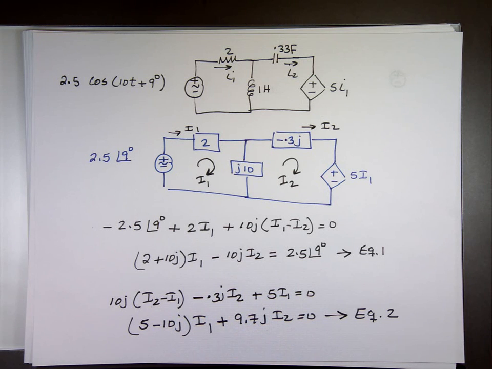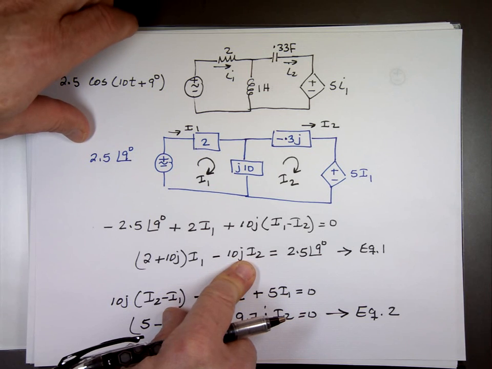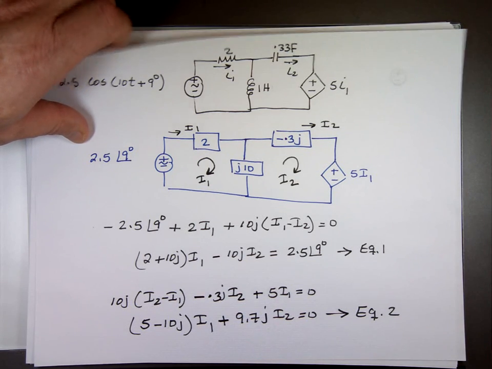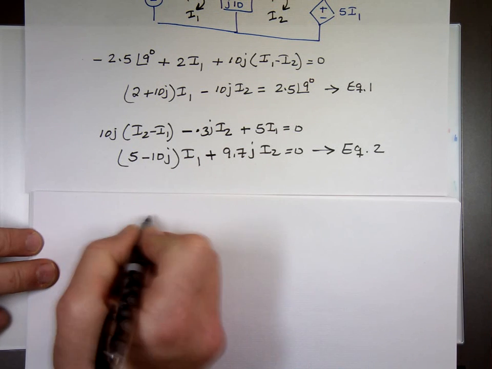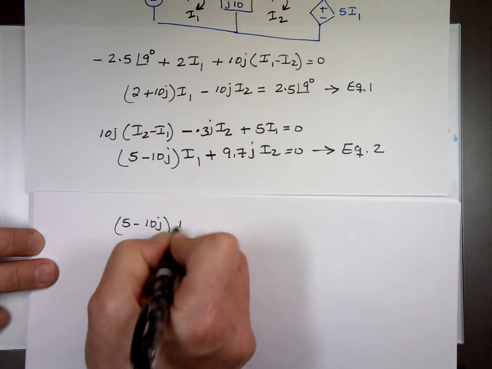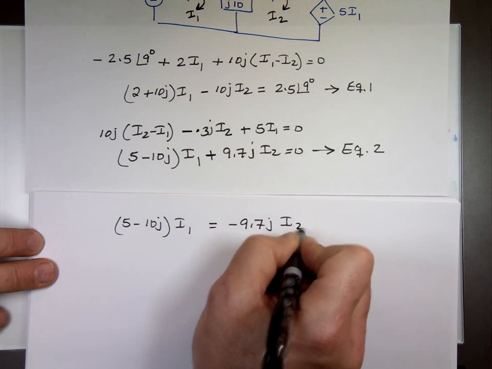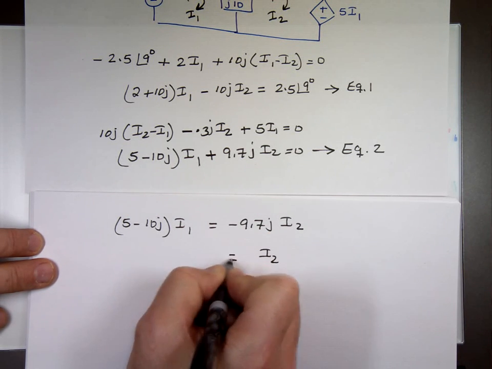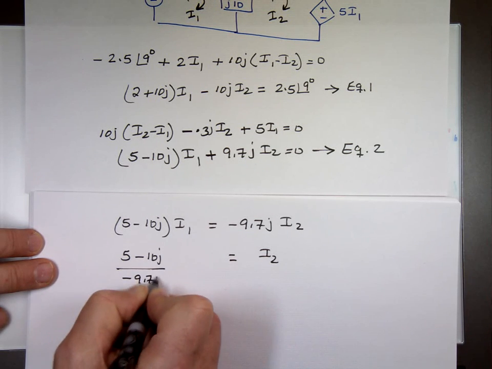So I have two equations by two unknowns. I just got to solve them, and I'm in business. I can solve for I sub 2 here, then plug it in, and I'm done. So if I take equation number 2 and solve it for I sub 2, it says 5 minus 10J I sub 1 equals negative 9.7J I sub 2, or I sub 2 equals 5 minus 10J divided by negative 9.7J I sub 1.